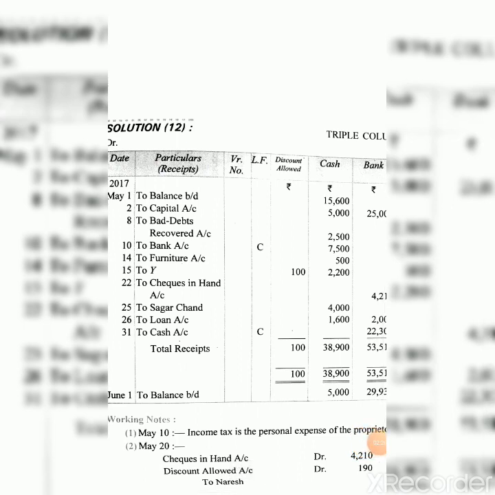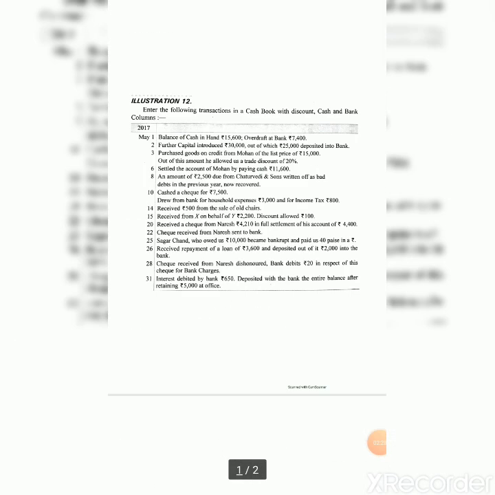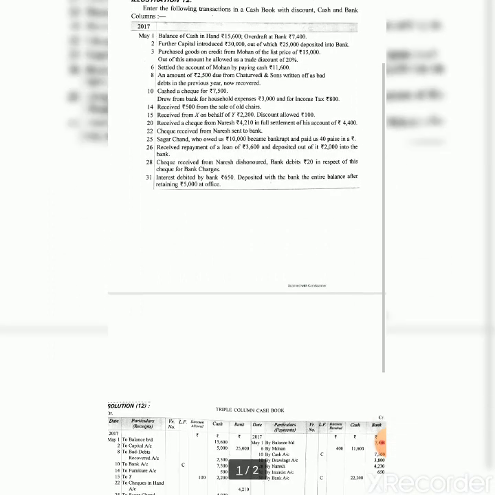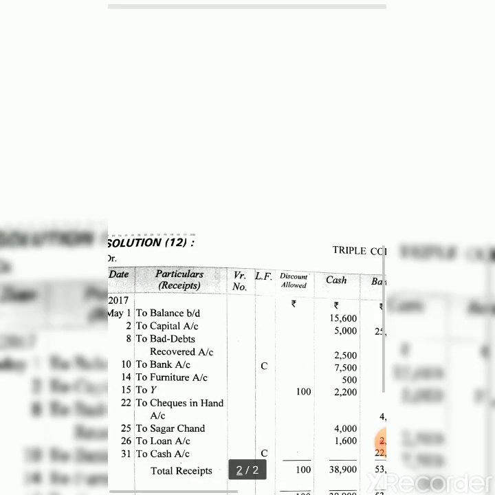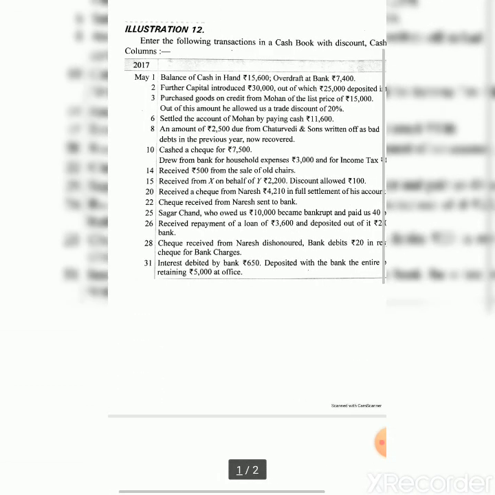Further capital introduced was 30,000, out of which 25,000 were deposited into the bank. So what will be the entry? You can easily understand that we will suppose it is directly paid to the bank. So bank account debit, cash account debit, to capital account. So we will make the entry on 2nd of May, To Capital Account directly, 5,000 in cash and 25,000 in bank column, because bank will increase. Now let's see the next entry, that is on 3rd.